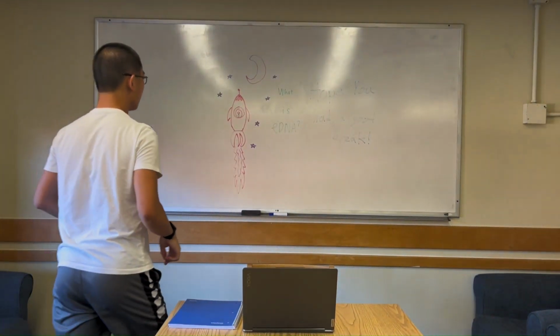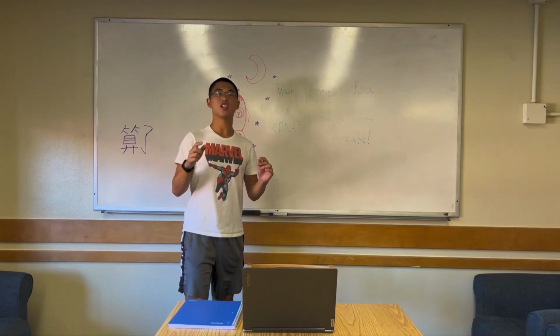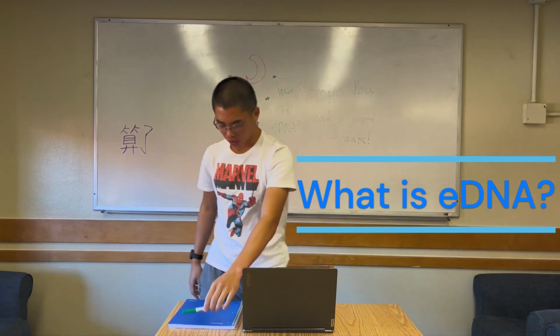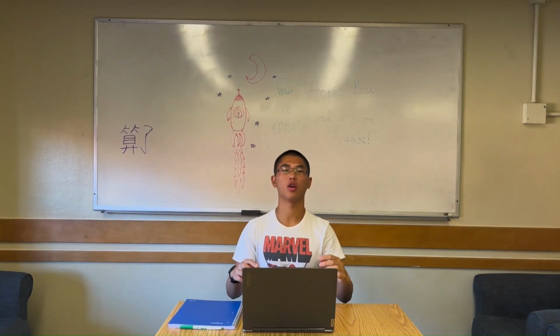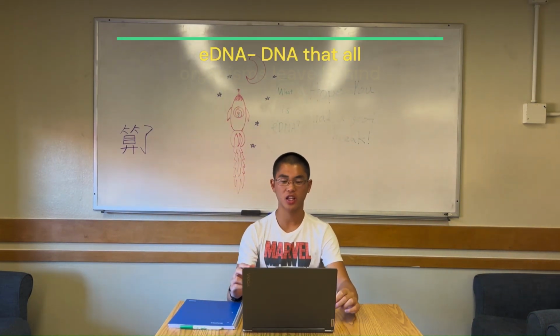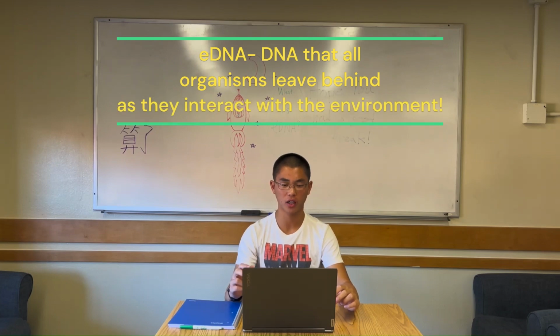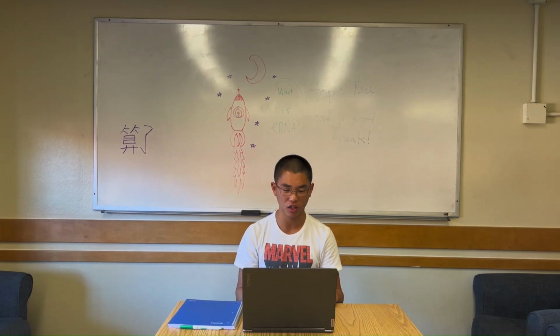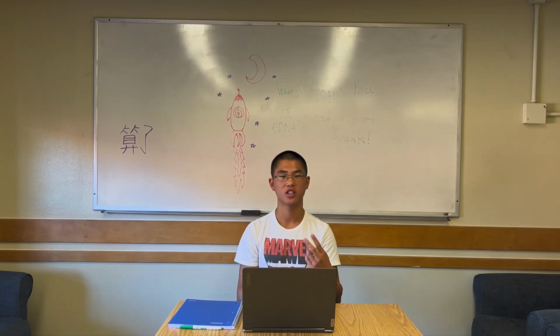Alright, so one of the questions you might be asking is, what is eDNA? eDNA, or environmental DNA, is the DNA that all organisms leave behind as they interact with the environment. Or in other words, it refers to all the tiny traces of genetic material that is left behind as living things pass through water, sediment, or the air. And now I'll be showing you some real-life examples of what eDNA looks like.